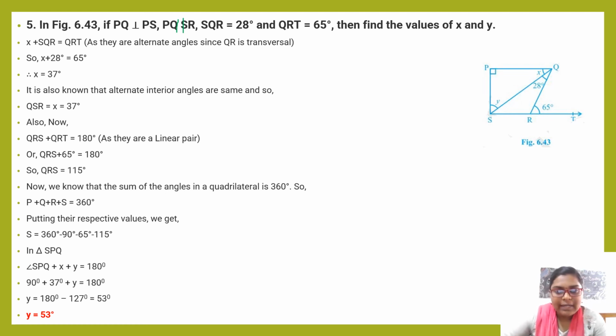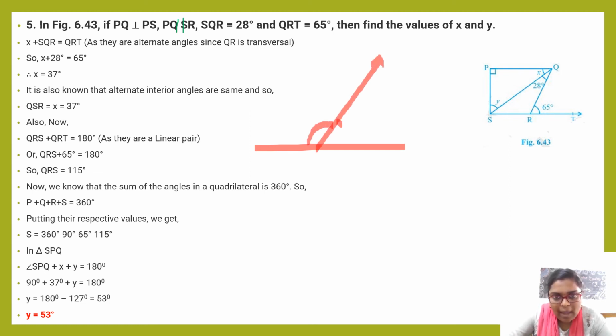So now, next what are we going to do? See this, QRS and QRT. See, this is a line and here I am having another line. So if I add these two angles, they will make a linear pair. So it will make 180 degrees. So QRS plus 65 is equal to 180 degrees. We want to find the value of QRS. So 180 minus 65 will give you 115 degrees.